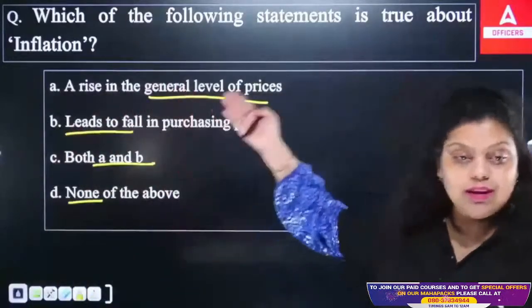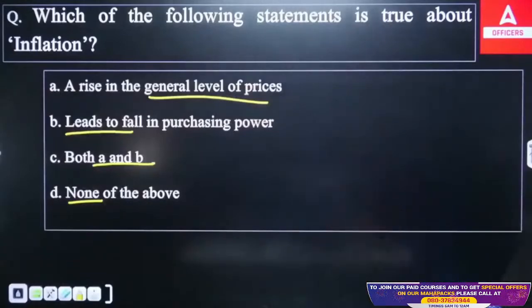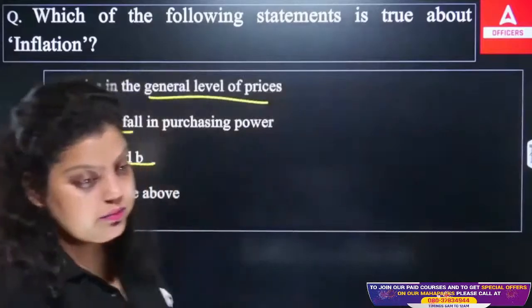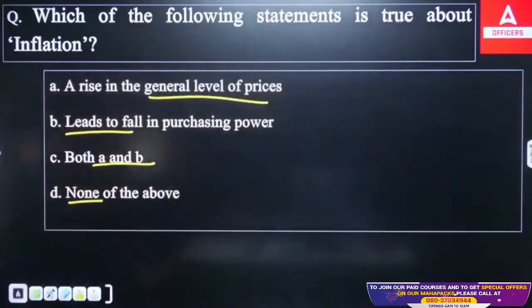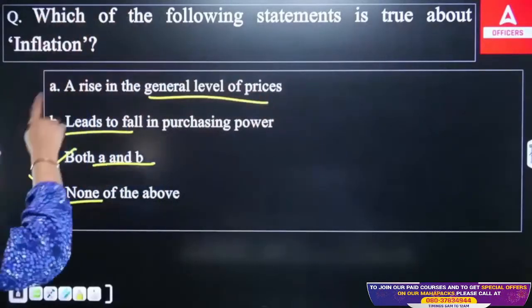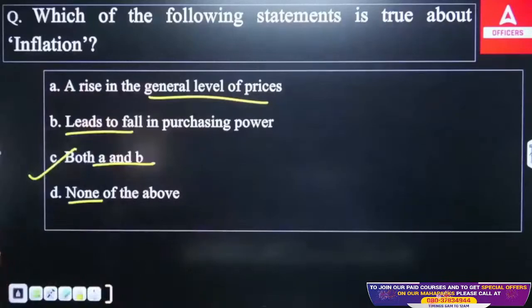First is prices are rising. Second is purchasing power decreases. Third is both A and B. Fourth is none of the above. What do you think, which of the following is correct? So the right answer will be both A and B, because it's very obvious the general level of prices will increase due to inflation. It leads to a fall in purchasing power. Is it true? Yes, it's true.